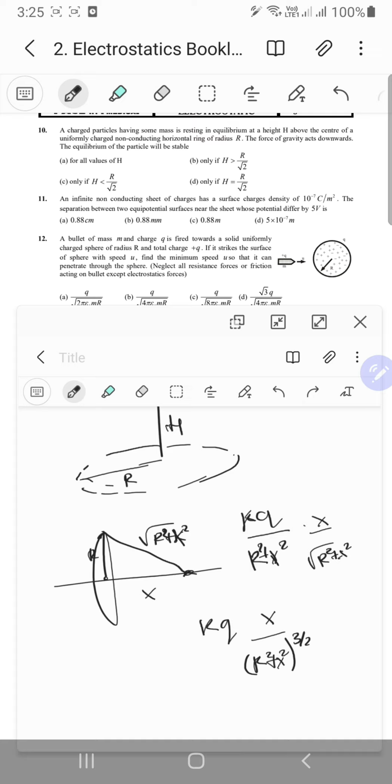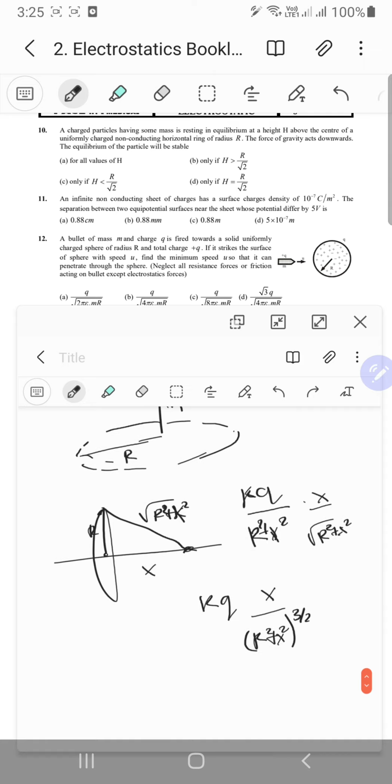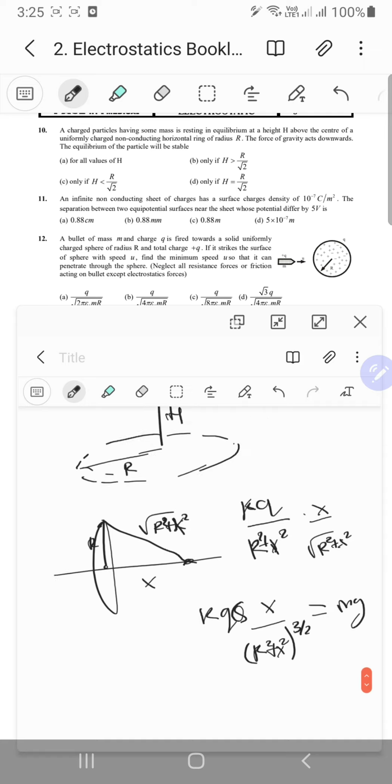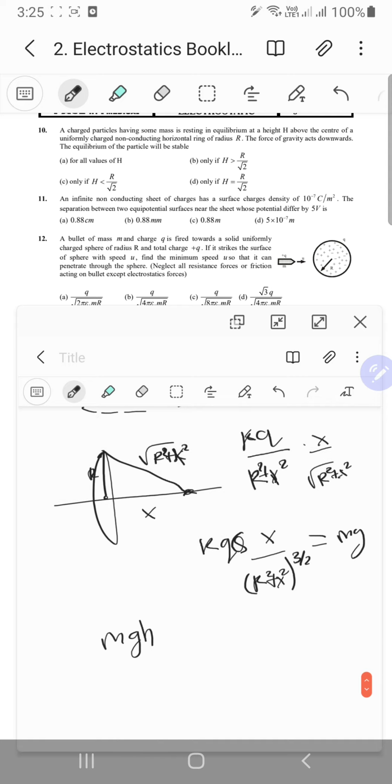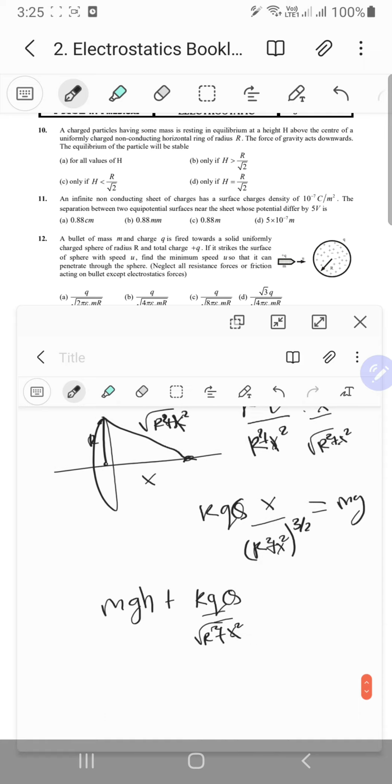So just say its charge is something, capital Q. So this will be equal to mg, that's what we want, so that will give a particular value of x. Fine. And since we want this to have minimum potential energy, what we want is mgh, that's the potential energy, plus the potential energy due to this ring, which will be kq upon whatever this distance is, just summed up, right? So kqQ upon square root of r squared plus x squared. That will be the thing.